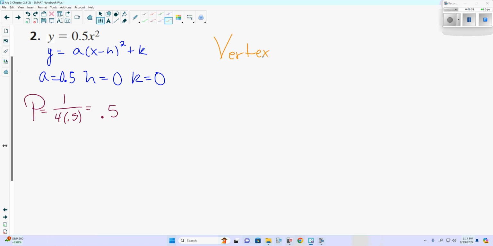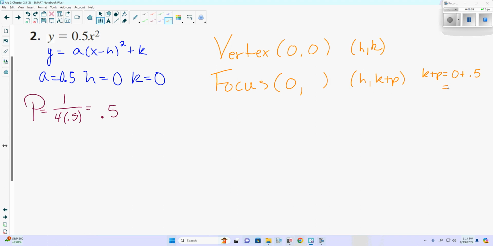Vertex. Didn't ask for it, but the vertex is still h comma k, which would be 0, 0. Focus. Since it is y equals, not x equals, it's h comma k plus p. Well, h is 0. Our k plus p would be 0 plus 0.5, which is just 0.5. I will take 0.5 or 0.5. Either one works.